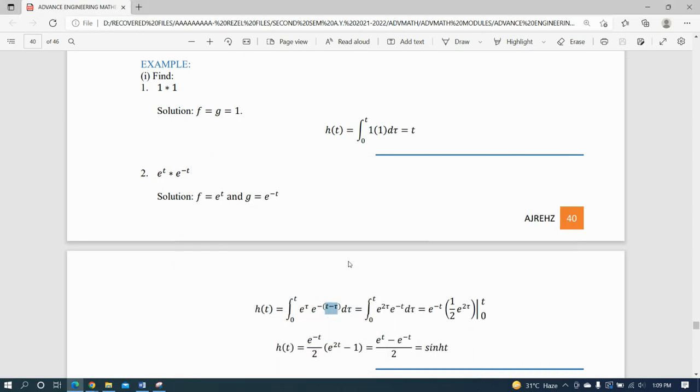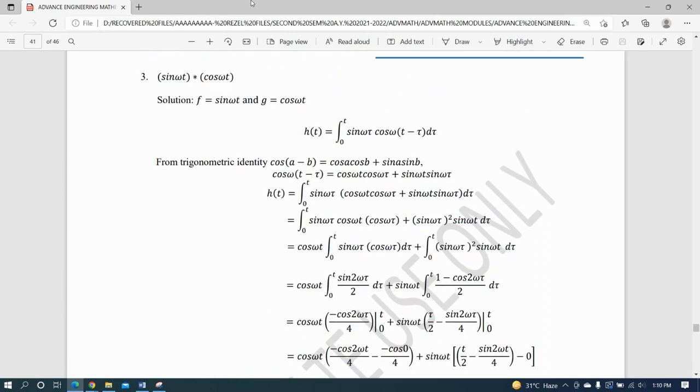Okay, so let's have another example. Ayan, so we have the convolution of sine omega t and cosine omega t. So again, our f of t is sine omega t and our g of t is cosine omega t, so f asterisk g. That's why our h of t now, or the convolution of f and g, is simply equal to the integral of sine omega tau. Pinalitan natin yung t ng tau. And then sa g of t, papalitan natin yung t ng t minus tau.